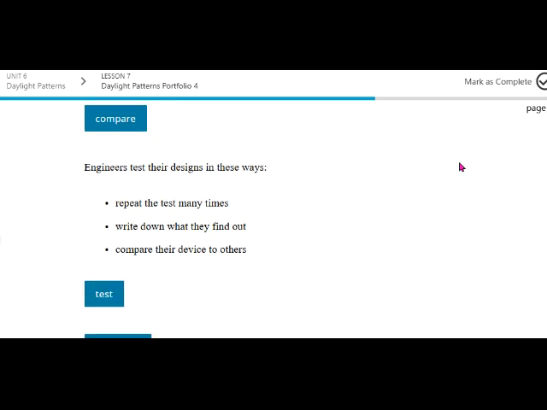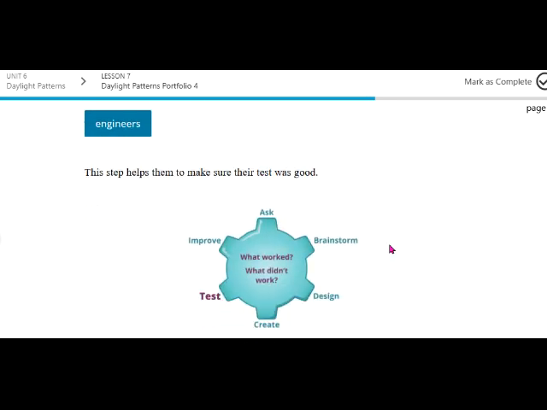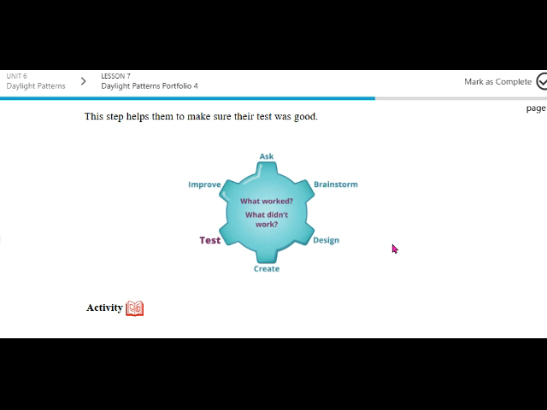In this portfolio, you will compare your sundial with one made by another person. Engineers test their design in these ways. They repeat the test many times, they write down what they find out, and they compare their device to others. This step helps them make sure their test was good. So we're still in the testing step. We're just doing a different part of it.